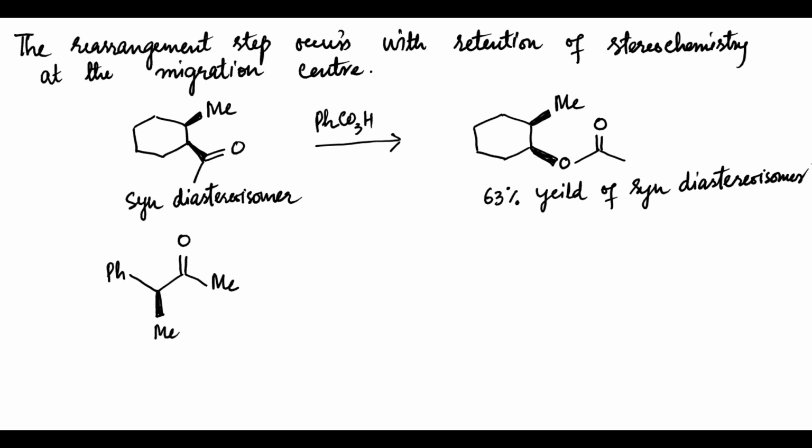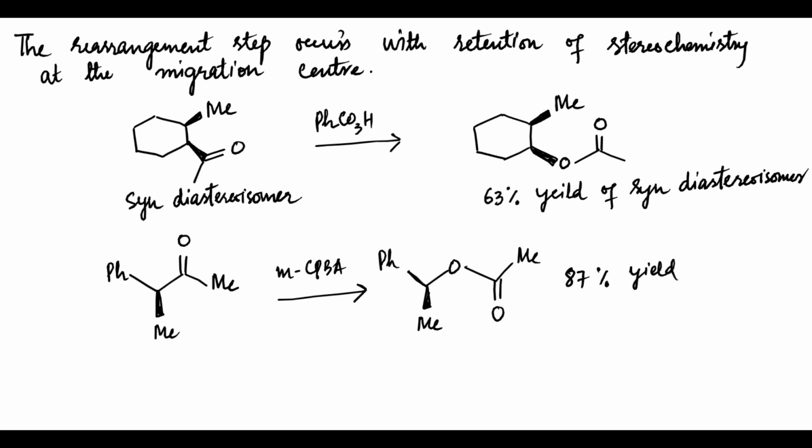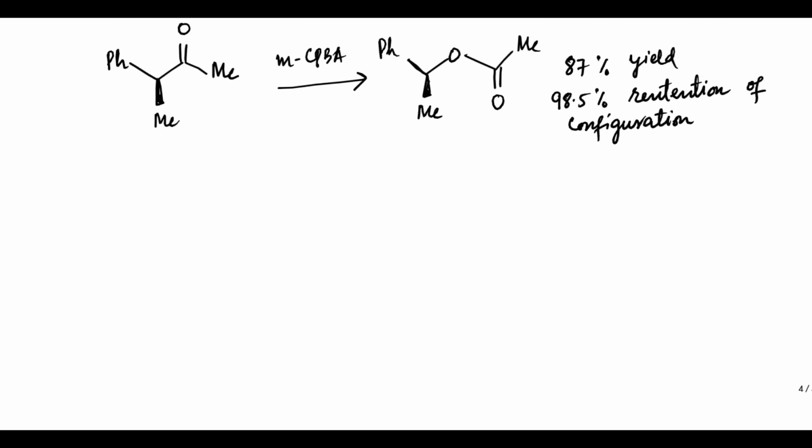Consider this benzylic ketone, it is expected that racemization would occur. But when it is subjected to Baeyer Villiger oxidation, benzylic group migration gives major product in 87% yield with 98% retention of configuration. By looking at the orbitals involved, you can see why this must be so.